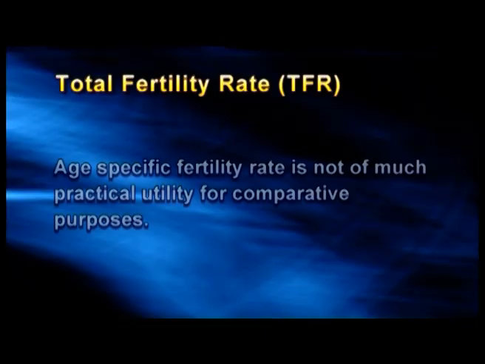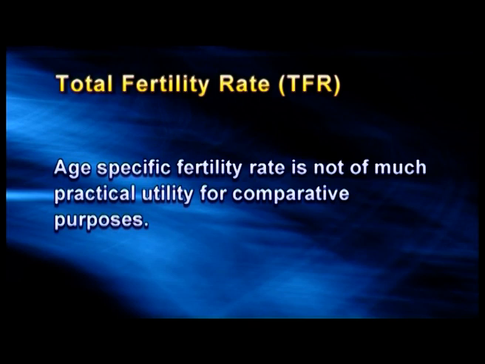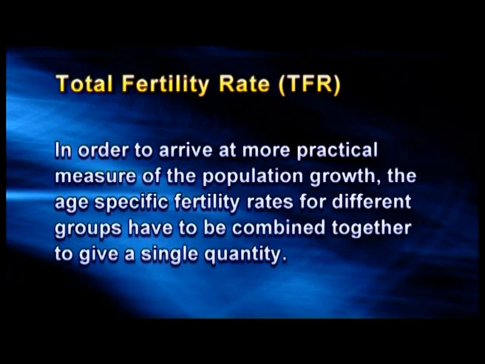Let us now discuss the total fertility rate. Age-specific fertility rate is not of much practical utility for comparative purposes. In order to arrive at a more practical measure of population growth, the age-specific fertility rates for different groups have to be combined together to give a single quantity. A simple technique is to obtain a standardized fertility rate. This leads to total fertility rate, which can be obtained by adding the annual age-specific fertility rates.